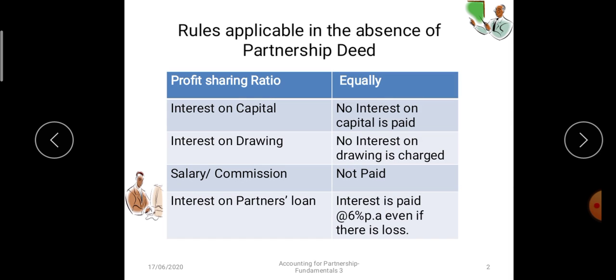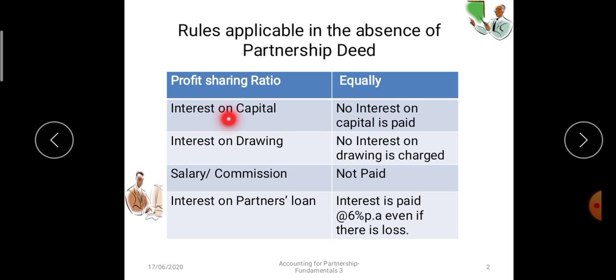First, profit sharing ratio. In case of dispute, if the partnership deed is not there and there is a conflict, how to distribute the profits? In that case, the profits will be shared equally among all the partners, irrespective of the time contributed or the capital invested. Keep this in mind: profit sharing ratio in the absence of partnership deed will be equal. The profits or the losses will be shared equally.